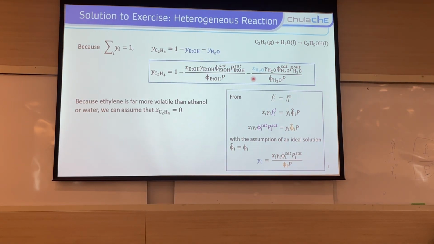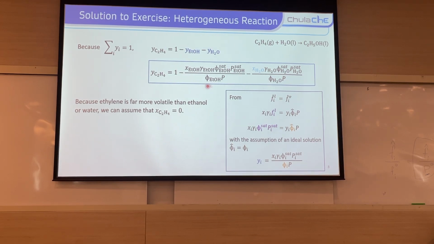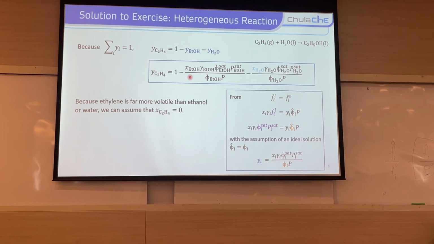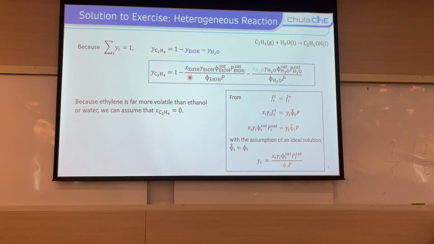So from this equation, the unknown parameter that we cannot determine here is the mole fraction in the liquid phase, which is written as x subscript i for the ethanol or the water here. So that means that we have to estimate the mole fraction in the liquid phase first.